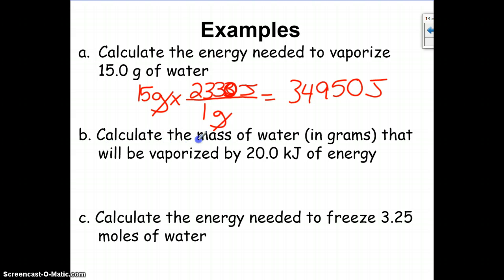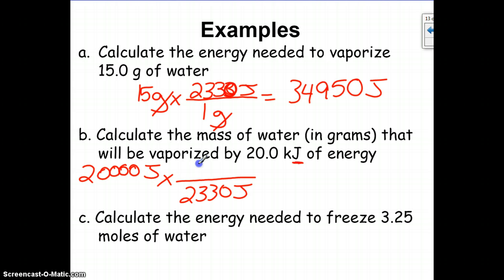All right. How about the mass of water in grams that can be vaporized by 20 kilojoules of energy? Well, our conversion factors are in joules, not kilojoules, so we'll need to convert. So 20 kilojoules is 20,000 joules. Vaporization, so again, heat of vaporization. We're going to use the same conversion factor, but now joules is on top, so we're going to have to flip it so that our units line up. So basically you have 20,000 divided by 2,330, which will vaporize 8.58 grams of water.